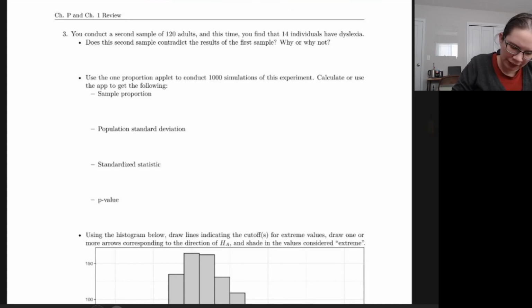You conduct a second sample of 120 adults, and this time you find that 14 individuals have dyslexia. The first question is, does this second sample contradict the results of your first sample? Why or why not? The answer is, it's a random sample, so we got different people than we did in the first study. So no, this doesn't contradict anything.